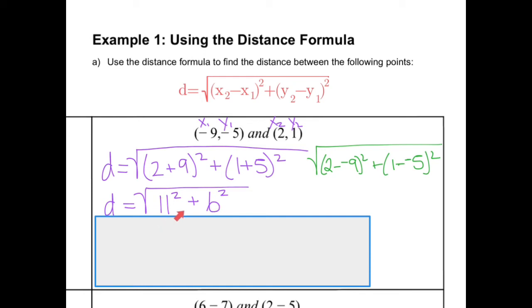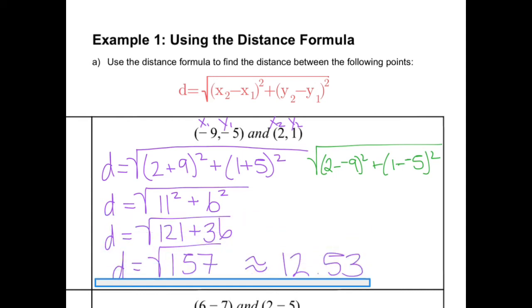And I dropped the parentheses here because both of my answers are positive. So I don't need the parentheses that I stressed so much about in the first problem. Since everything's positive, I didn't have to worry about that. And then you square them and you add them together. So the exact answer would be that d equals the square root of 157. The approximate answer would be 12.53.